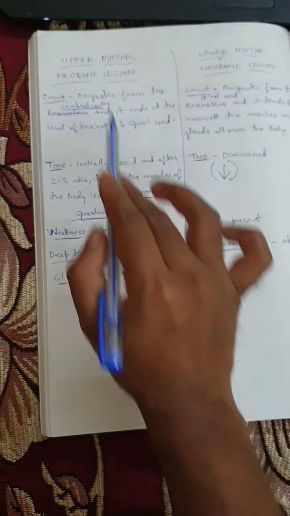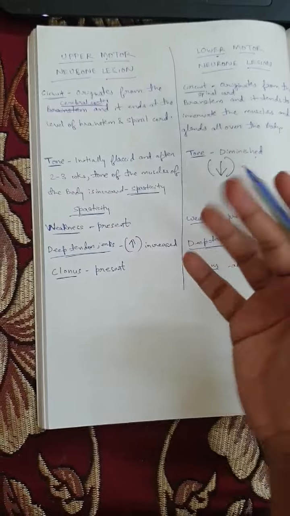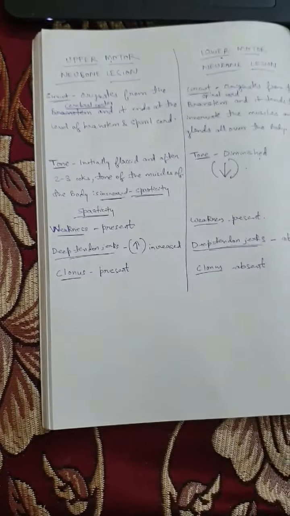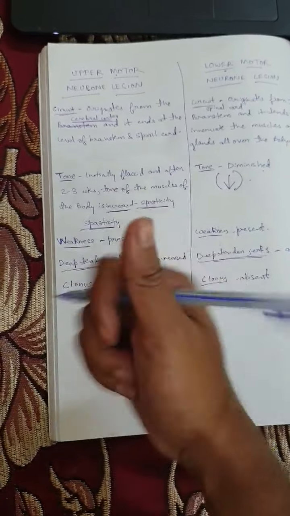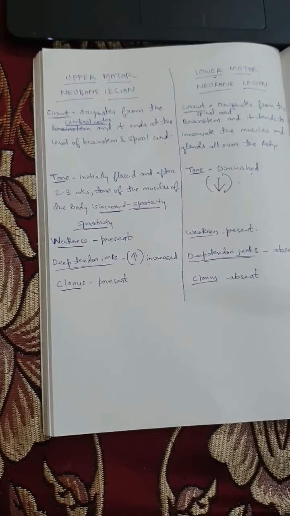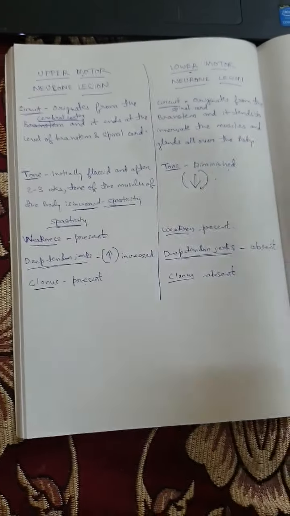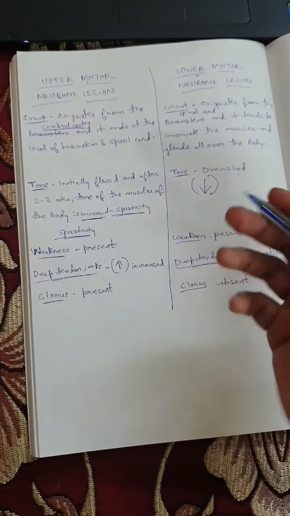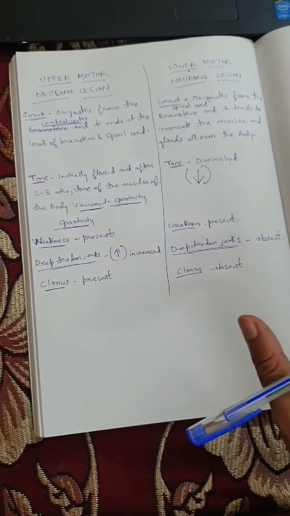What I told, in upper motor everything is hyper, increased. Tone is more, initially flaccid, then it becomes spastic. Weakness is present, deep tendon jerks increased, clonus is present, everything is in an exaggerated condition in case of upper motor neuron lesion. But in case of lower motor lesion, what? Tone is diminished, weakness is present, deep tendon jerks absent, clonus absent. It is very easy to remember.